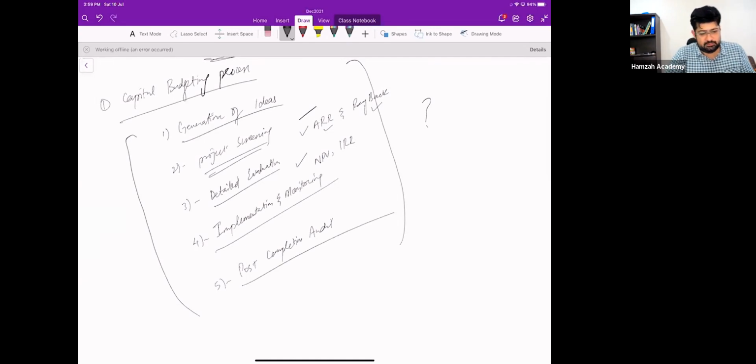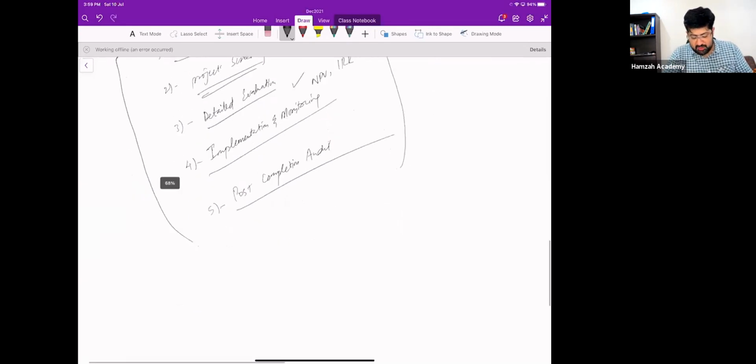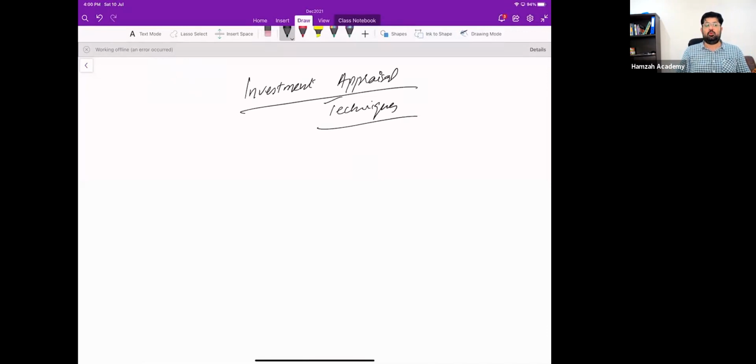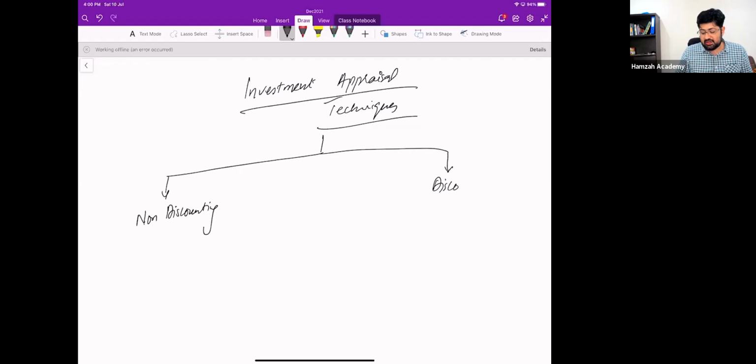Good. Now, let us proceed further. Investment appraisal techniques. So the next is investment appraisal techniques. What are they, students? Different methods which are part of our syllabus. There are non-discounting techniques and discounting techniques.